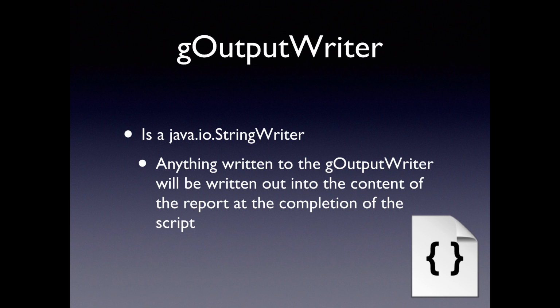So if you're writing things out to the report and, say, an exception gets thrown in your script and it throws out, those things that you had previously written will not actually show up in your report because the script threw an exception out. It didn't complete normally. So that's just a little bit of a wrinkle to keep in mind. When the script completes successfully, then everything that has been written to the output writer will be written into the report.